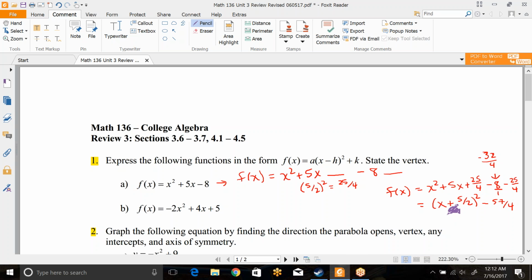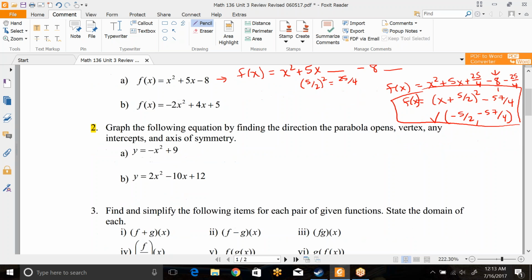So my vertex is the opposite of what I see inside the parentheses, so that'd be negative 5/2, and exactly what you see at the end, so negative 57 over 4. So this right here are the two answers that you would need: the vertex form and then the vertex.